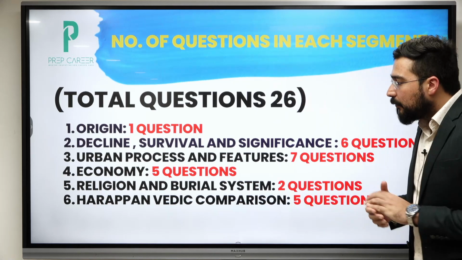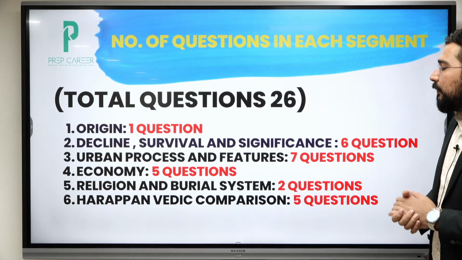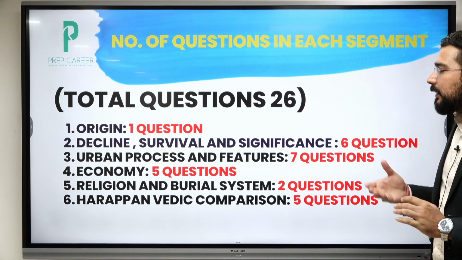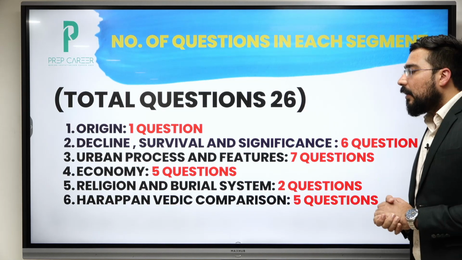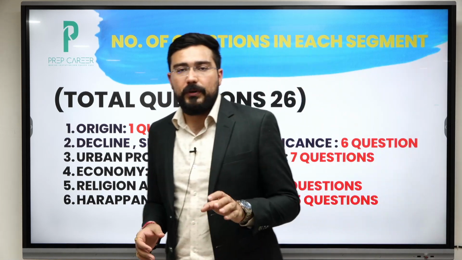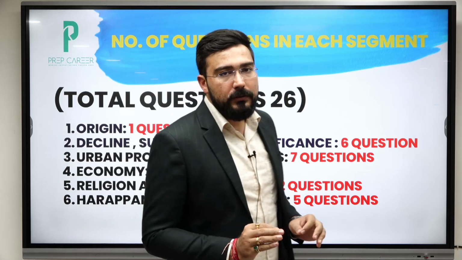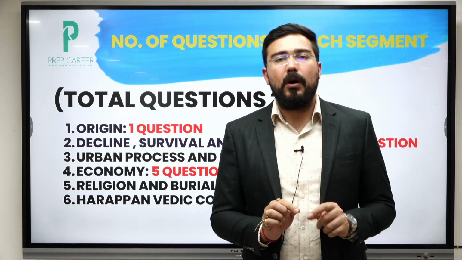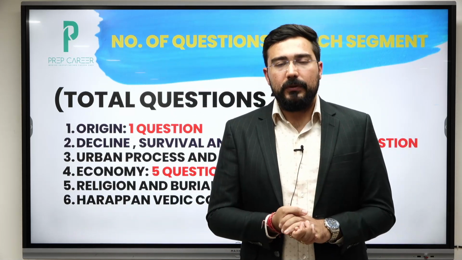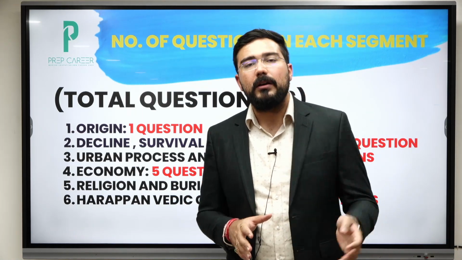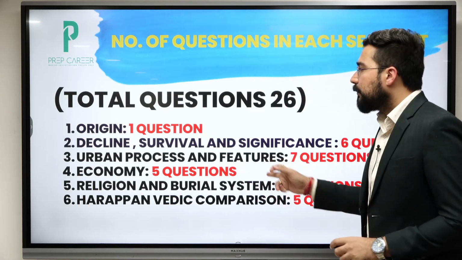Then if we see the urban process and features, so features of urbanization, we have 7 questions, economy 5, religion and belief system twice, and the comparison of Harappa with Vedic period. So we have seen around 5 questions of that category. So what is important? You need to do this topic comprehensively. Okay, and for that I would recommend कि पूरा chapter ही पढ़ो उपिंदर सिंह का. That's how you can get a better understanding of this specific topic.